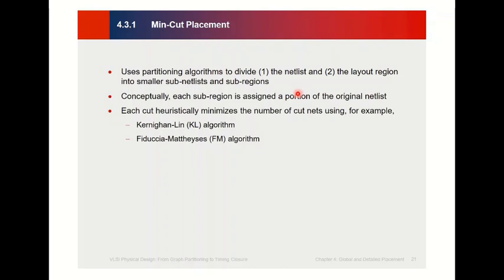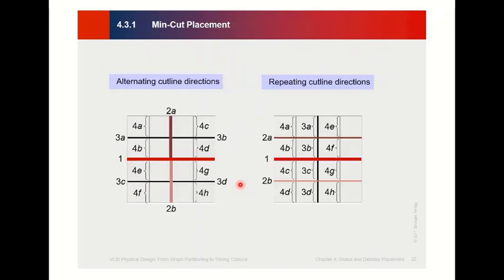For min-cut placement, as I mentioned, we subdivided the problem into smaller subnetlist and sub-regions, and then we use KL or FM to cut each small region to minimize the number of cut nets. For min-cut placement, we have several ways of subdividing one big region into smaller regions.